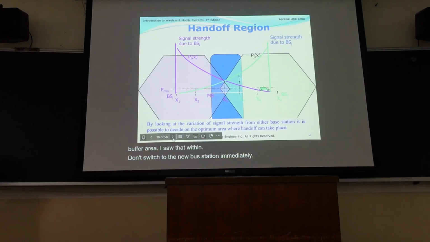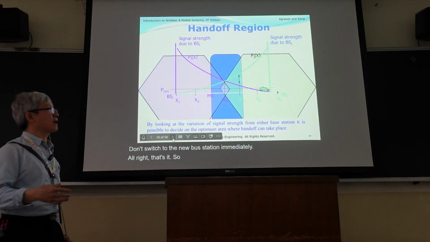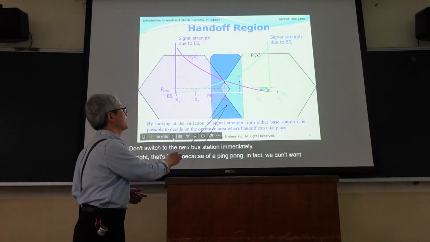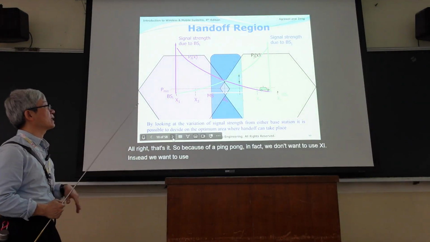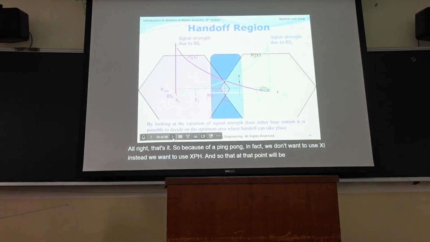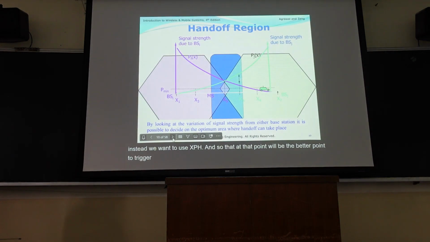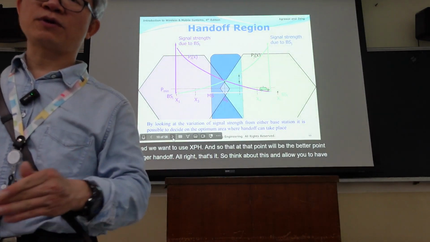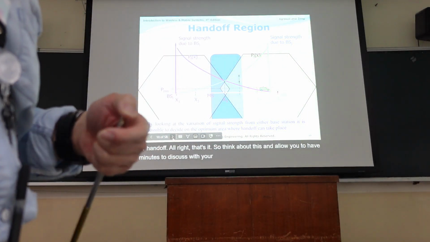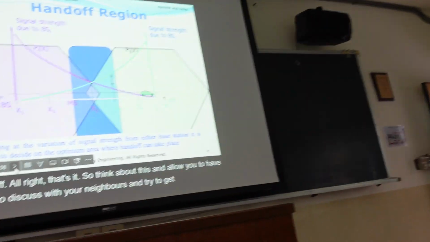Alright, that's it. Because of the ping-pong effect, we don't want to use X5. Instead, we want to use XTH. That point will be the beta point to trigger handover. Think about this. I'll give you 2 minutes to discuss with your neighbors and try to get closer. Okay, go and check it.